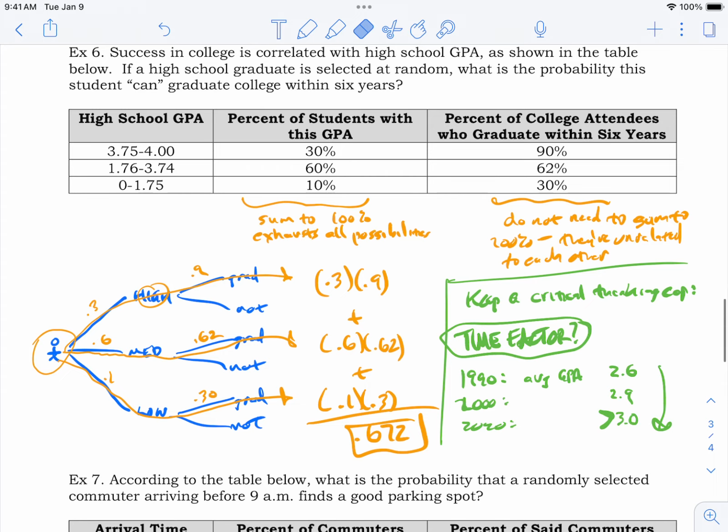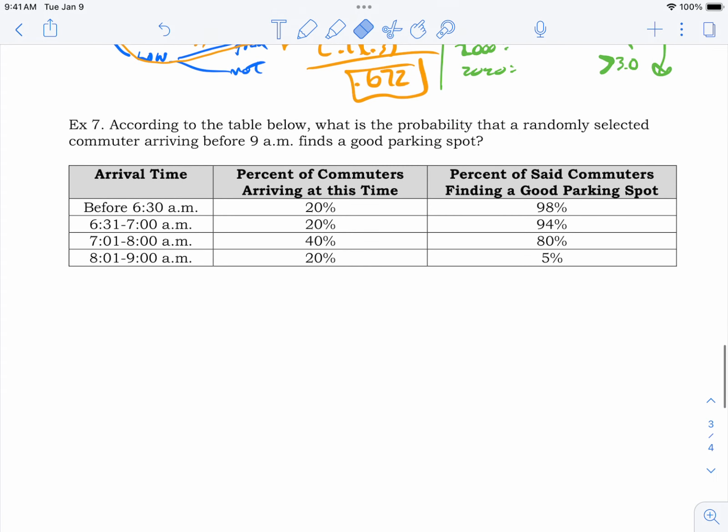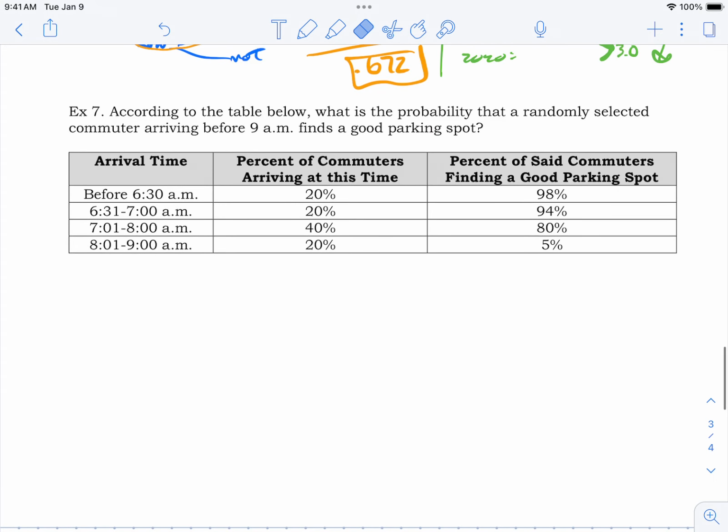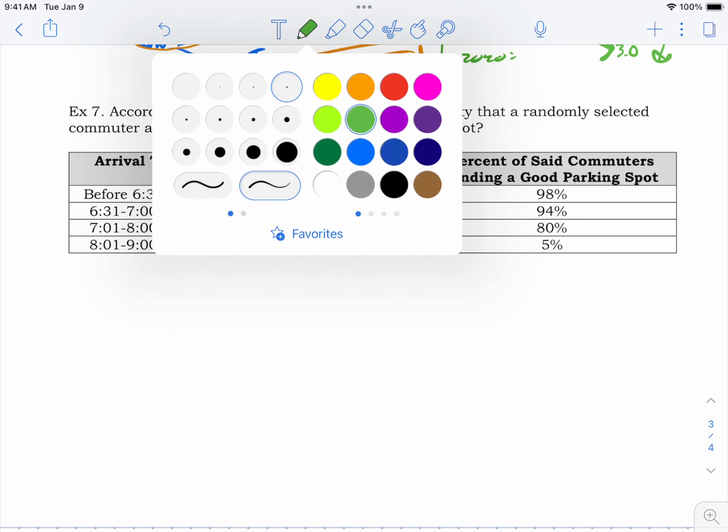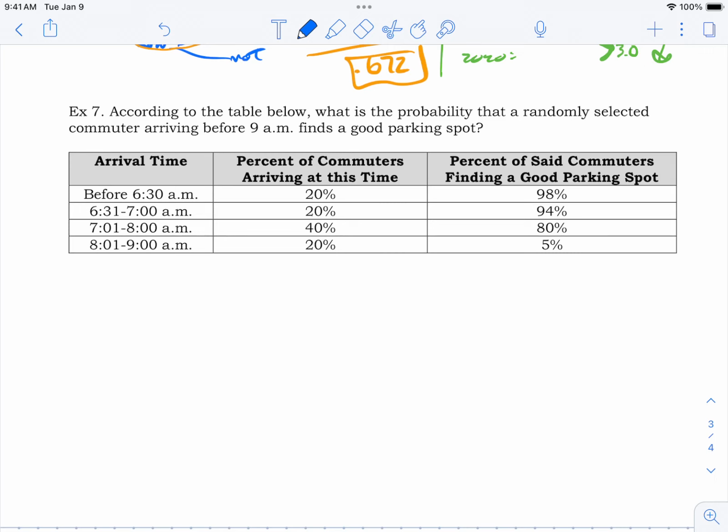Okay, so one more. There you go. Why don't you try this one? Read this out, try to figure out what's going on, and then try to answer it. Ready to go here? According to the table below, what's the probability that a randomly selected commuter arriving before 9, because they're all arriving before 9 here, finds a good parking spot?